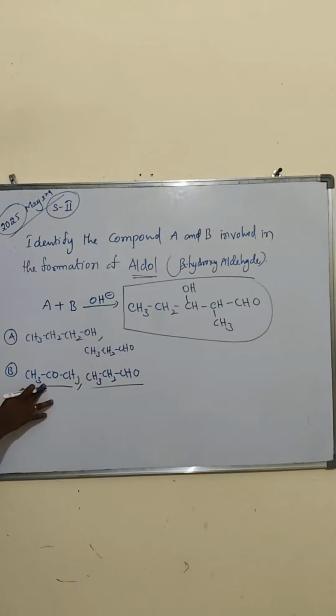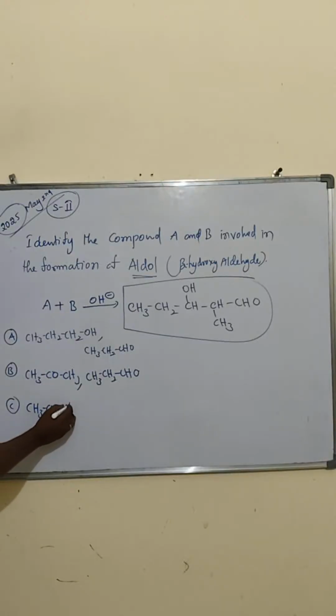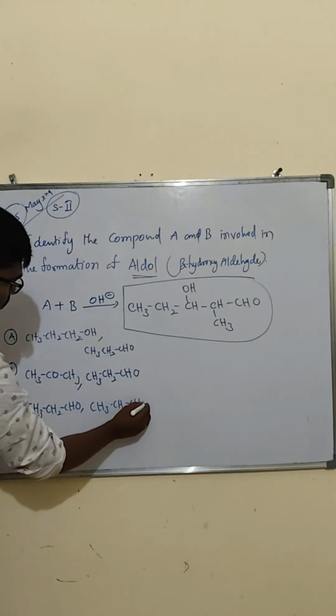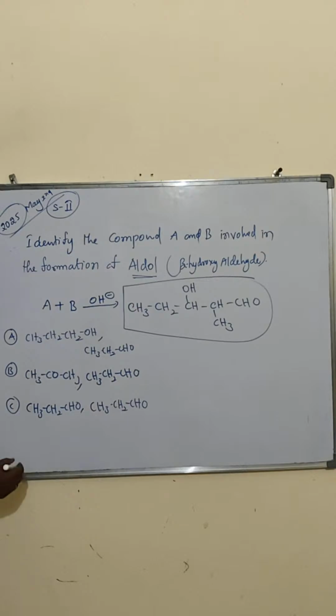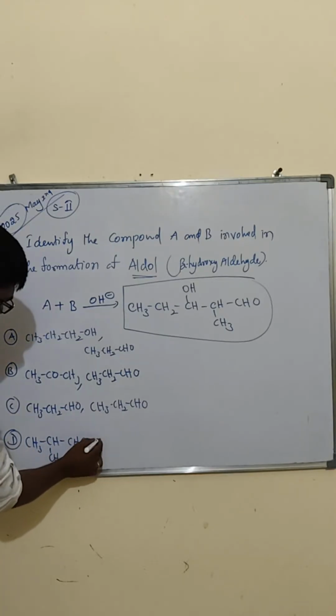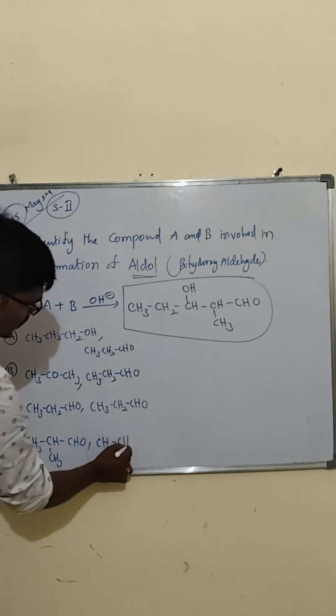Then see, look at CH3, then CH2, then CHO, propanaldehyde. Again propanaldehyde is given, CH3, then CH2, then CHO. Yes, observe my dear students. So then option D is mentioned, CH3, then CH, then CH3, then CHO, comma, CH3, then CHO.